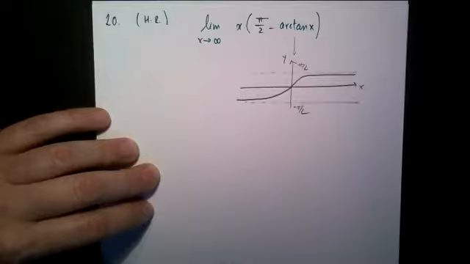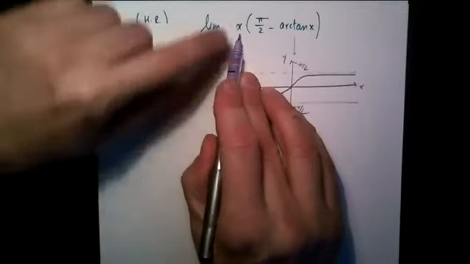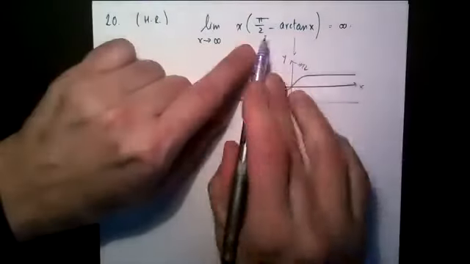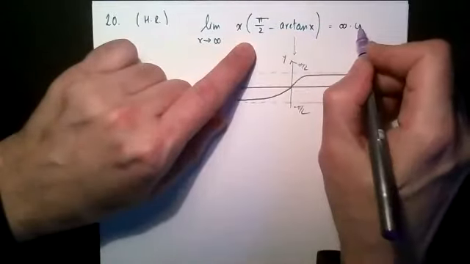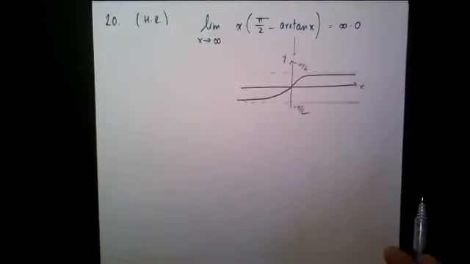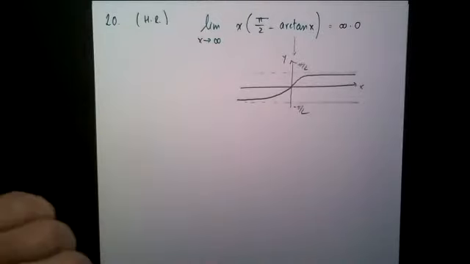Okay, so what do I have? x is infinity times pi over 2 minus pi over 2 is 0. So I have infinity times 0, which of course is an indeterminate form. And what do I do? Any suggestion? Can you divide it by 1 over x? Very good. That's what I would have done as well.